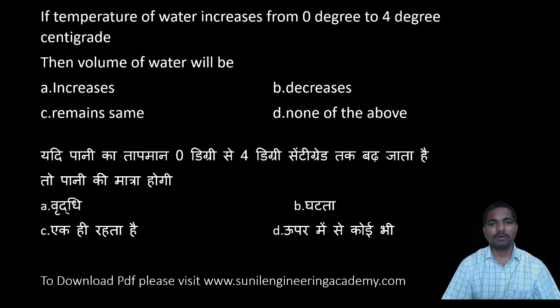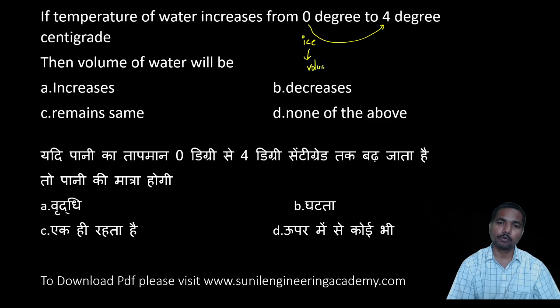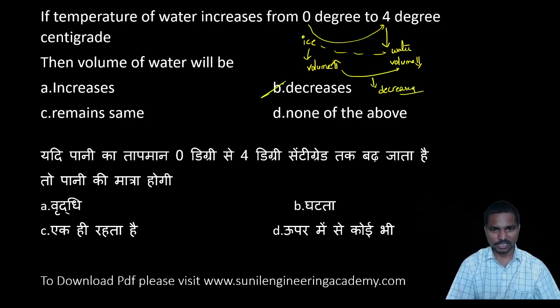If the temperature of water increases from 0 to 4, 0 means ice form. Ice means higher value, it occupies more volume. 4 means it becomes water. Whenever ice melts into water, its volume somewhat reduces. So higher to lower, that is decreases. Okay, decreases. From 4 to 10, increases. Coming to the next question.